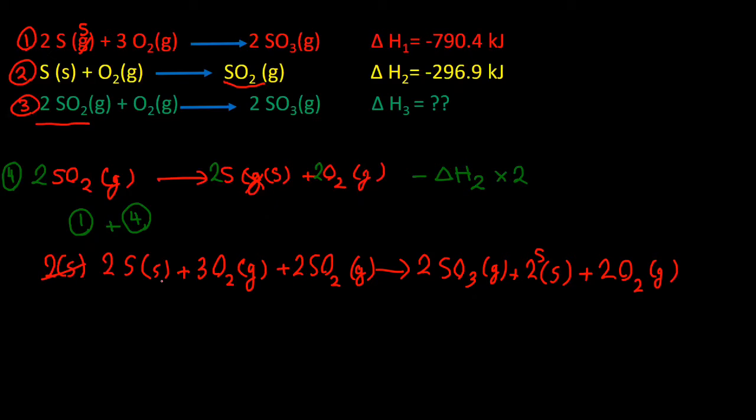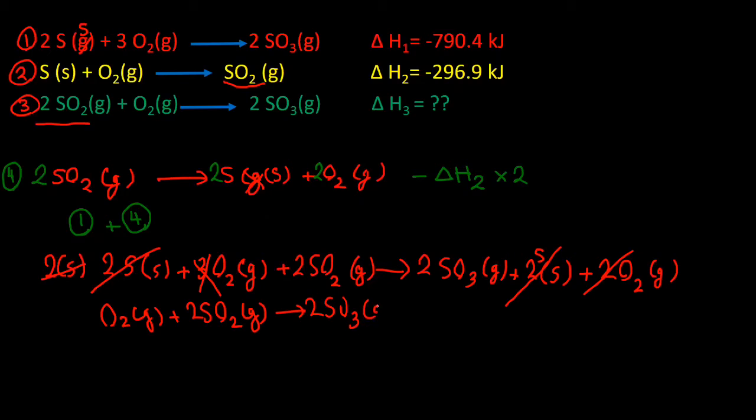And then we simplify this one. For example, we have 2S here, and we have 2S here. We have 2O2 here, 3O2 here, 2 of this one with 2 of this one. So here left over is 1O2. And then you see we have 2SO2 plus O2, I just rewrite it. O2 gas gives us 2SO3 gas. And as you can see, it's reaction number 3.